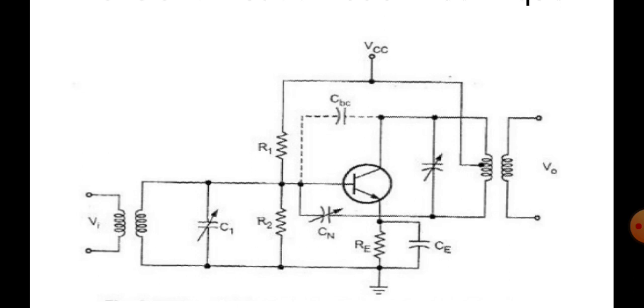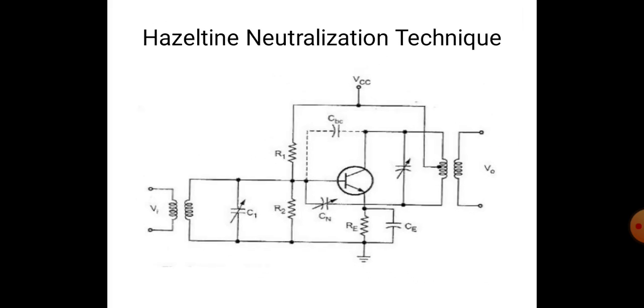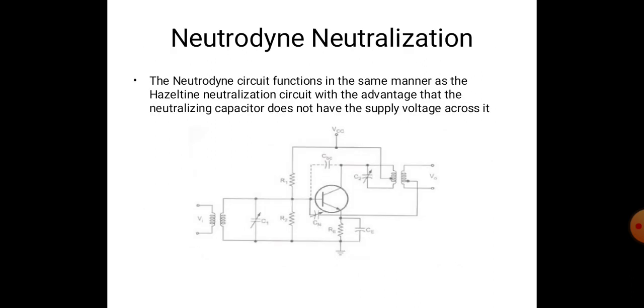Hence, the tuned amplifier is maintained to be stable and works as an amplifier instead of going to an oscillation. Thus, the stability of the tuned amplifier is maintained using Hazeltine neutralization technique. Now, let us see what is Neutrodyne neutralization technique.